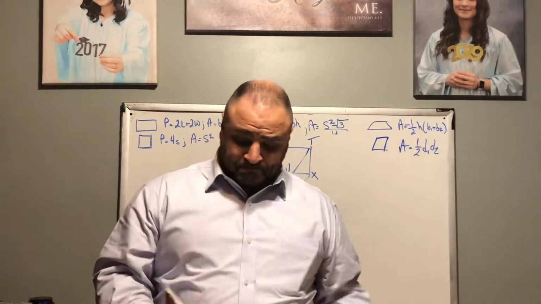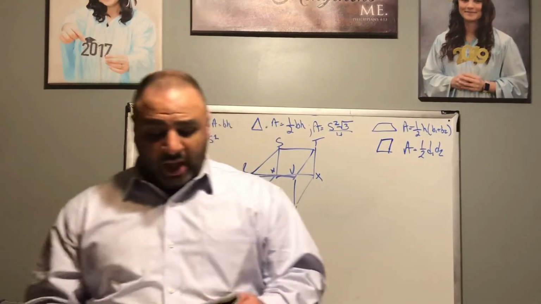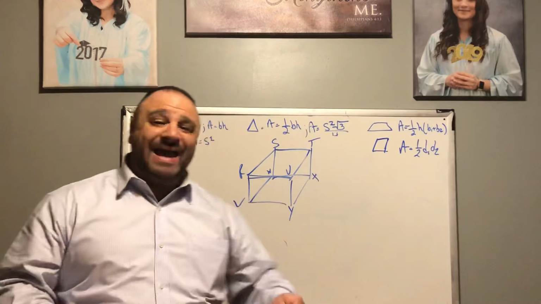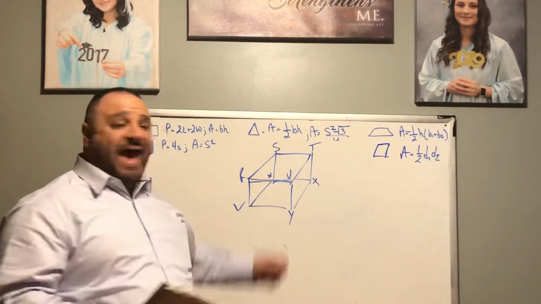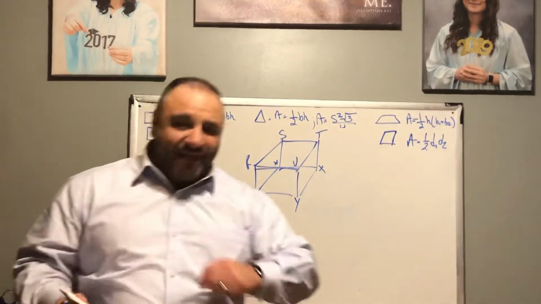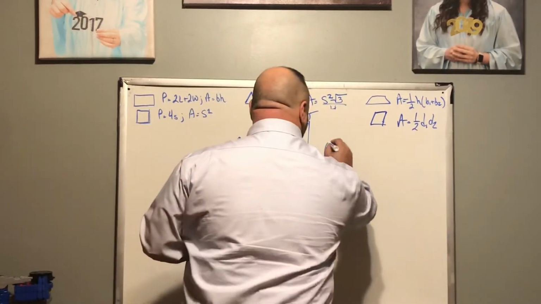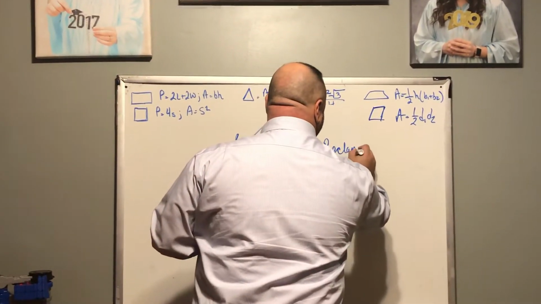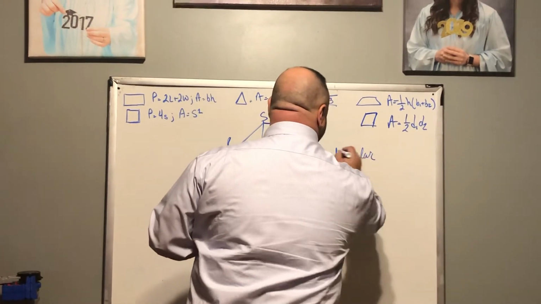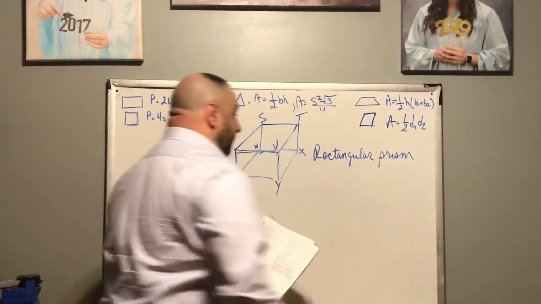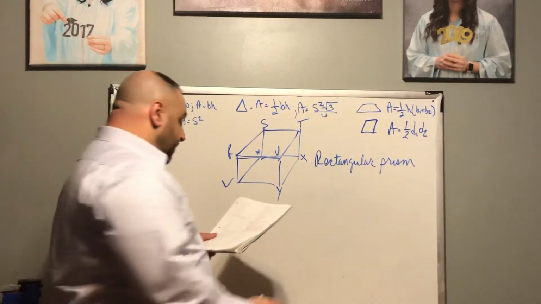So looking at number 2 here, what is the name? What would we call that, right? So we name a prism by the base. So what shape do we have? We have a rectangle, very good. So we would call this a rectangular prism. A rectangular prism, very good.